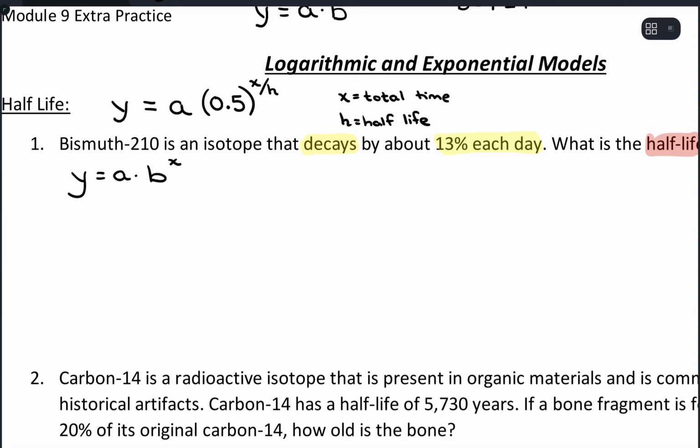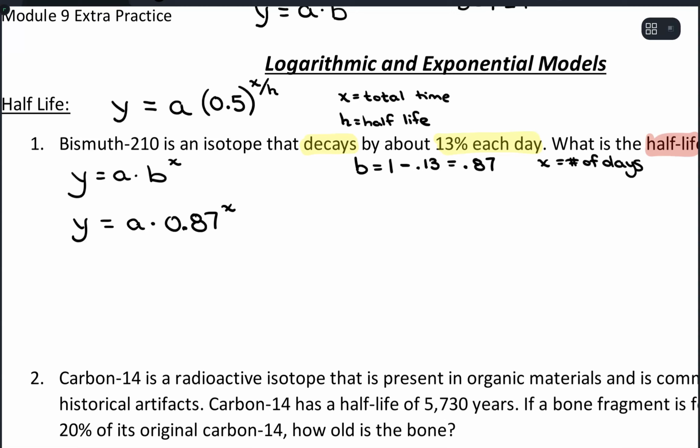Now, in terms of what we know here, they don't tell us an amount that we have, so we're going to save that for a little bit. In terms of our growth, or in this case, decay factor, b is going to come from taking 1, and because it's decaying, we subtract that 0.13, so that's 0.87. So we could plug that in. We have y equals a times 0.87 to the power of x, where x represents the number of days. And now we just need some more information. In fact, x is going to be what we solve for.